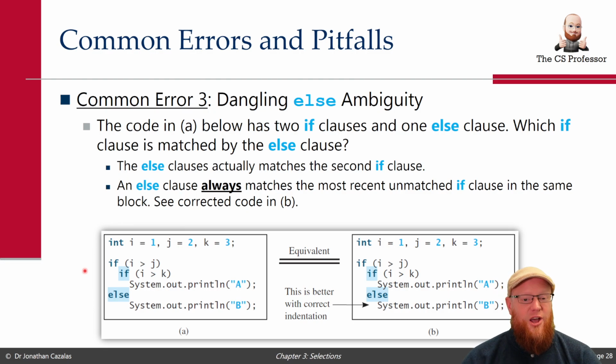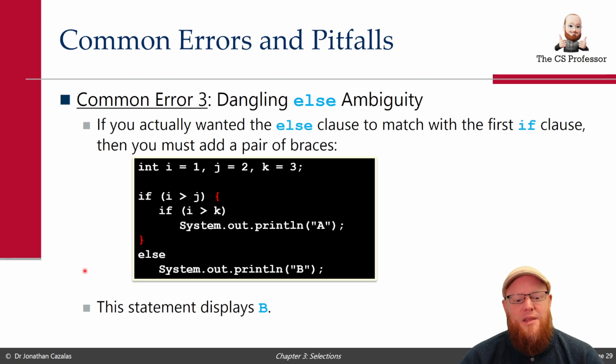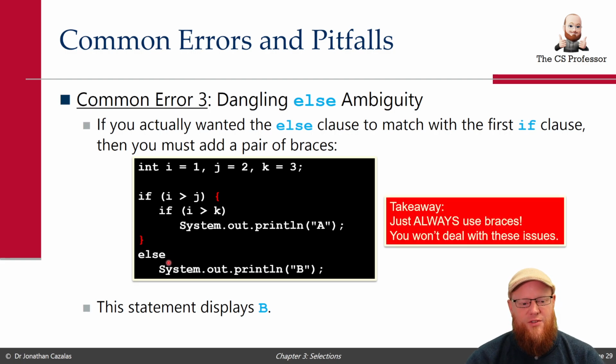But guess what? You can avoid this ambiguity. That's why it's called ambiguity. It's confusing. You can avoid this confusion by simply using curly braces. Let's say that you wanted this else, in fact, to go with the first if. Well, by putting curly braces, now you have forced Java's hand, and now you've said, okay, this if clause, here's the opening curly bracket, here's the closing curly bracket, and therefore this else strictly comes afterwards. So the takeaway: always use curly brackets.